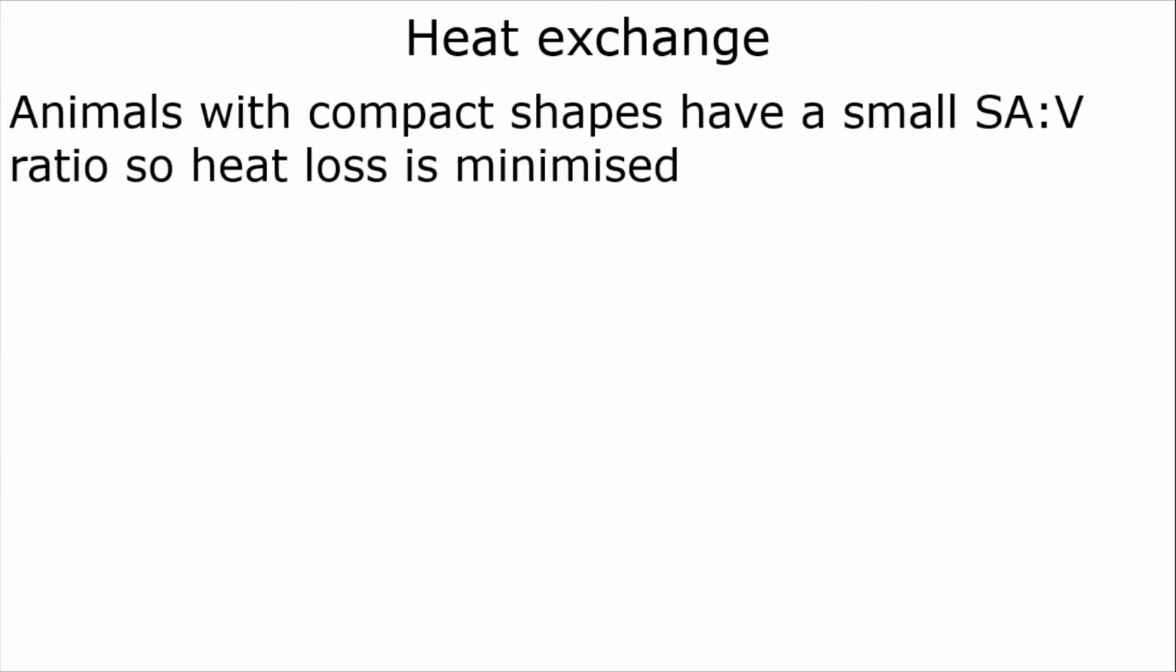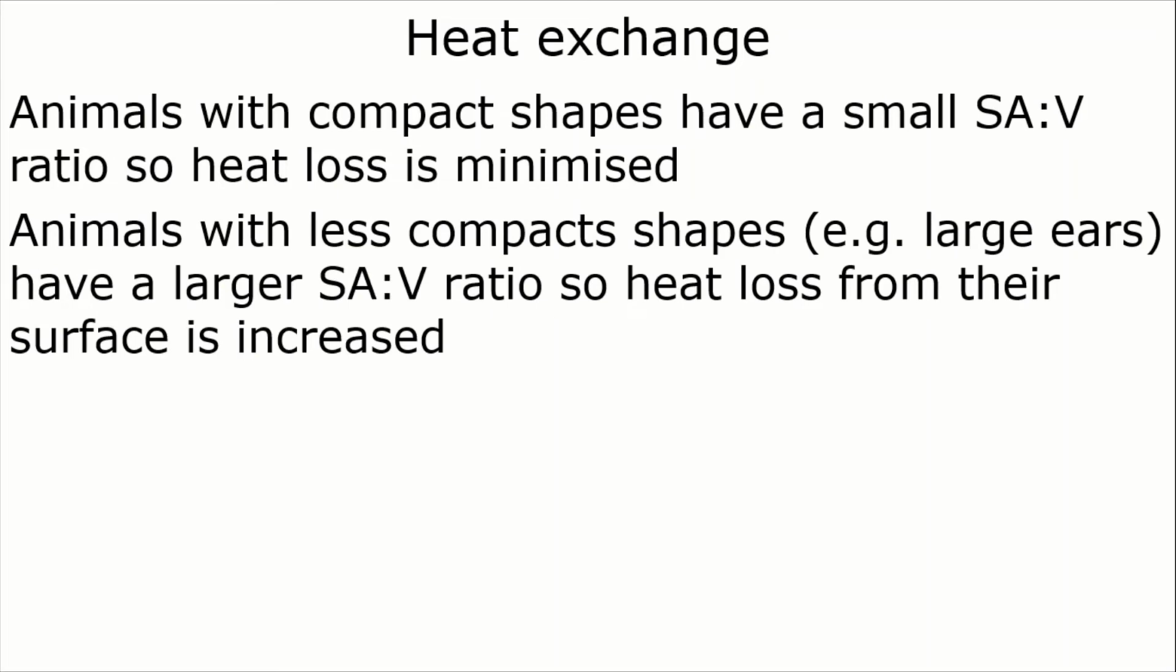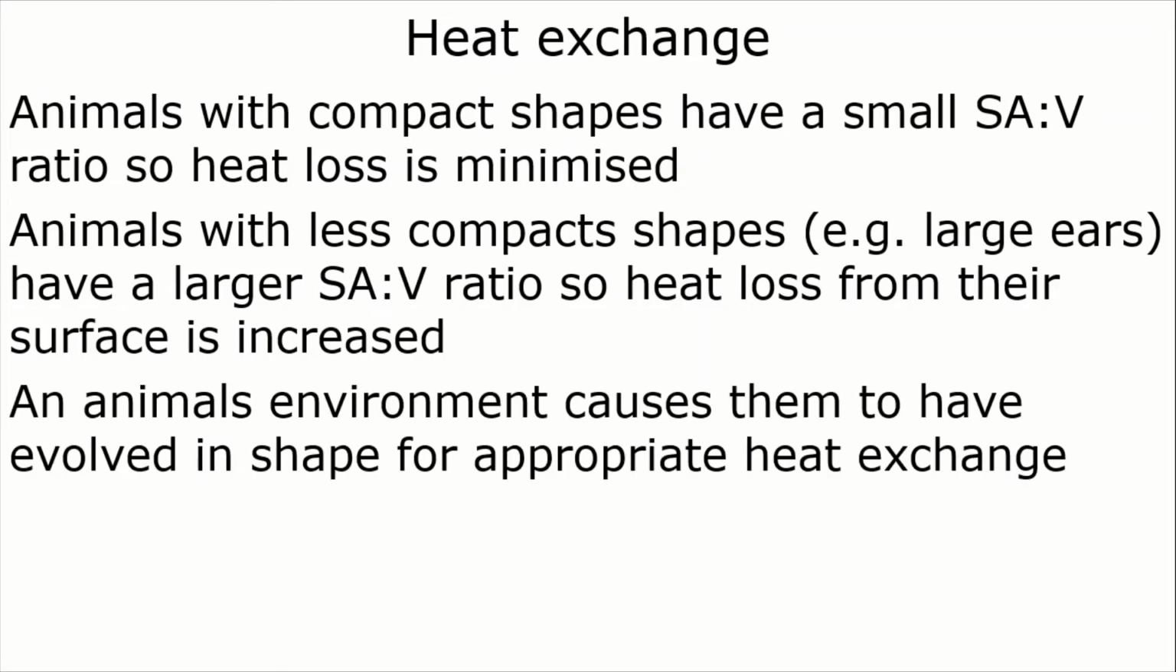So animals with compact shapes have a small surface area to volume ratio, and this minimises the heat that they can lose. Whereas animals with less compact shapes, so for example animals with large ears like the African elephant, have a larger surface area to volume ratio, and so heat loss from their surface is increased. So we can see that in elephants, their large ears are actually an adaptation that allows them to lose heat from their bodies more easily, amongst other things.